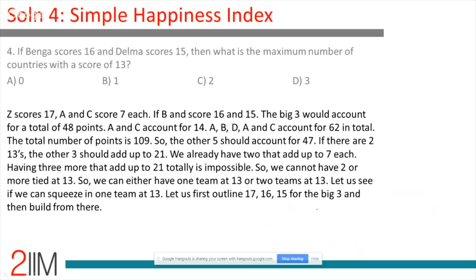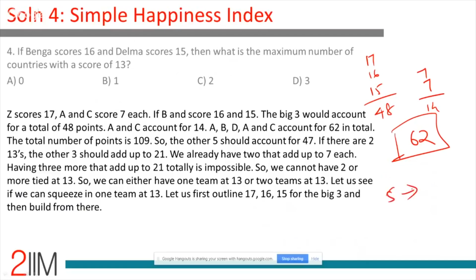So 17, 16, 15 accounted for. We already have a 7, 7 accounted for. These three add up to 48. These two add up to 14. We have 62 accounted for. Done and dusted. In the bag. Now, the remaining 5 countries should account for the remaining points. We know that much. Right?